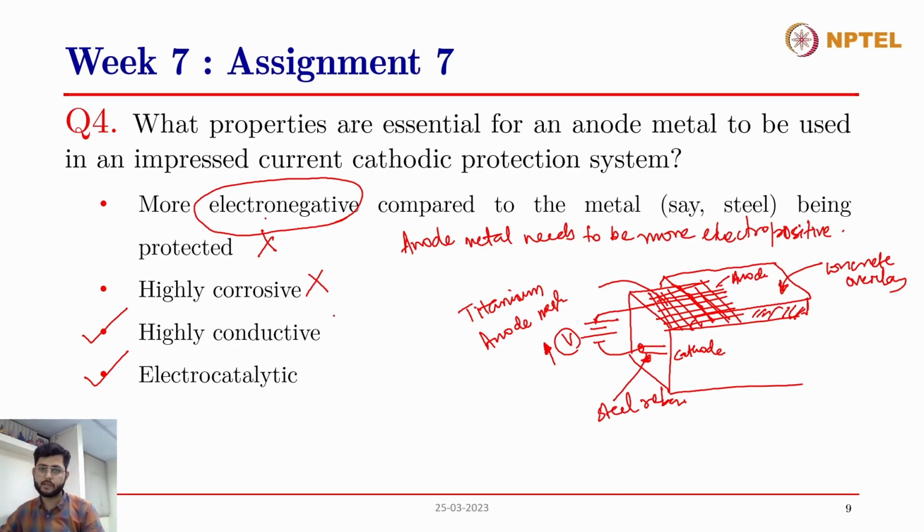Therefore, we want the anode metal to be low corrosion, less prone to corrosion, or highly corrosion resistant. So this is a wrong statement. Yes, it has to be highly conductive so that it will be able to lose electrons. So this is a true statement, and it has to be electrocatalytic so that it will be able to take part in the anodic reactions and therefore protect the steel reinforcement by getting sacrificed at the anode location. So these two are the correct options.